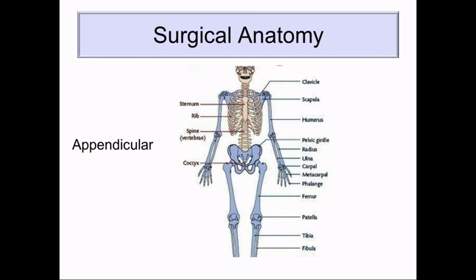The lower extremities include the pelvis, the thigh bone or femur, which is the longest bone of the body, and then you have the patella, the knee area, and the lower leg, the tibia and fibula, and your foot and toes.